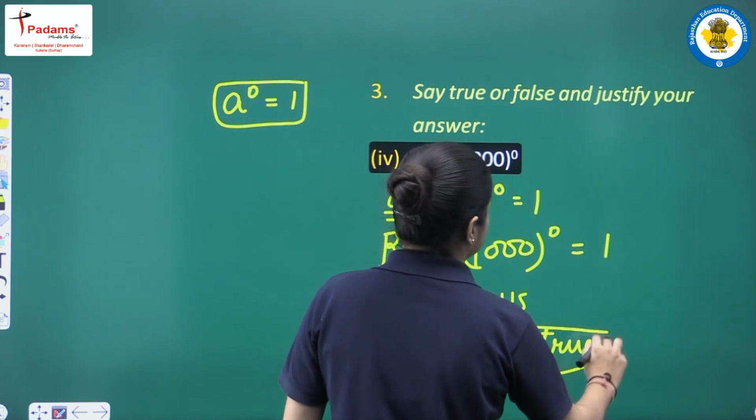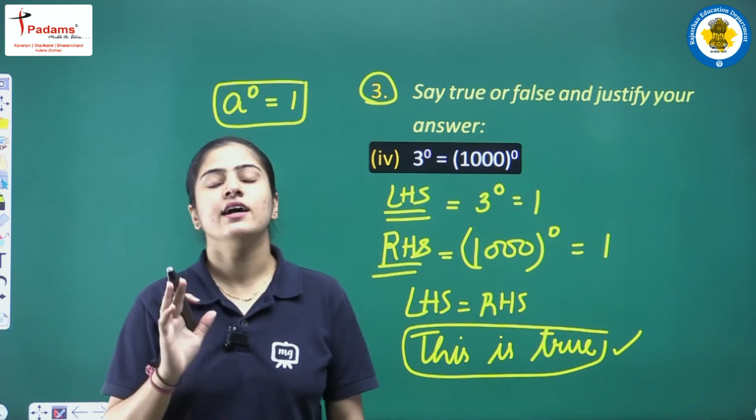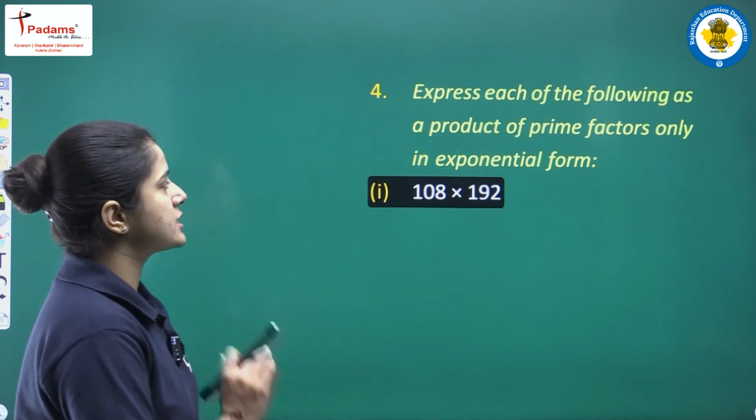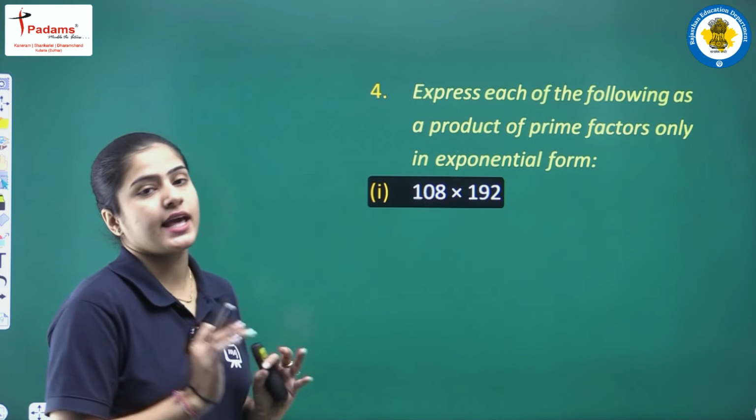All right, and this is the question number 3. अब इसी के साथ ही question number 3 complete होता है. Looking at your fourth question students, अब fourth question क्या है? Express each of the following as a product of prime factors only in exponential form.